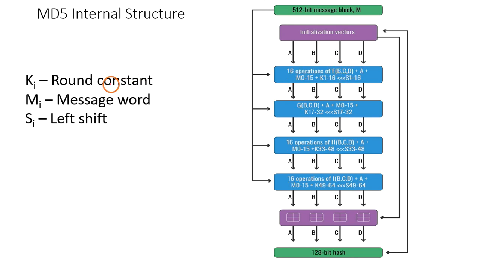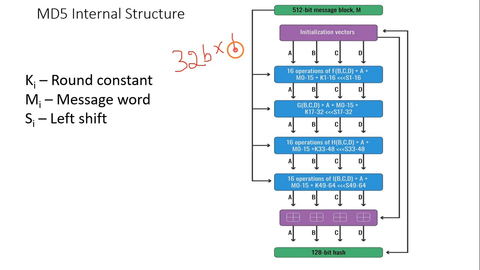And here there is K1 to K16. These Ks are called round constants, which are fixed values that don't change. And here there is something called M0 to M15, here also M0 to M15. These are coming from the original message M. The original message is divided into 16 different pieces, where each piece is 32 bits.